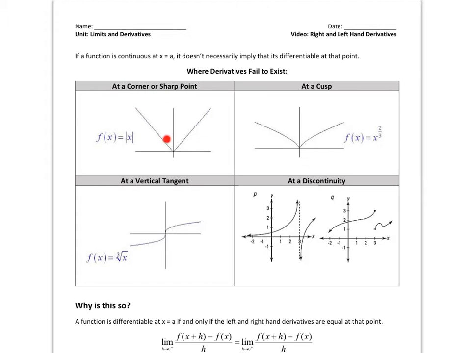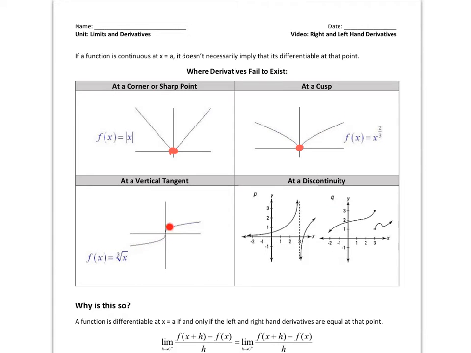If you look right here, obviously this function is continuous, but at this value right here, at that corner or that sharp point, it's actually not differentiable. So right here is where it fails to exist. And at something called a cusp, see how this curves in and then curves out? That's what's called a cusp. So at this value right here, it's not differentiable, although the function is continuous. You don't have to pick up your pencil to follow through.